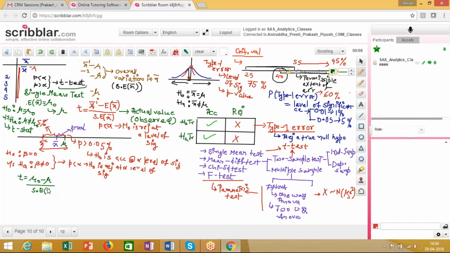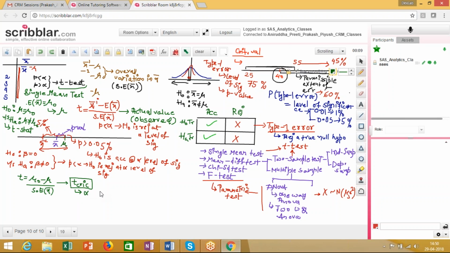Error of X bar. Now compare, the next thing is you compare this with the critical value of t. Now how is the critical value of t defined? The critical value of t is defined with respect to a level of significance.